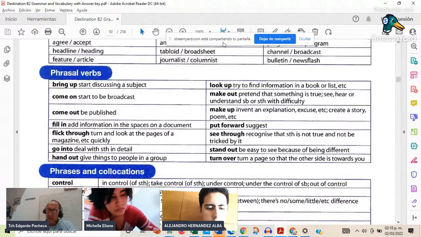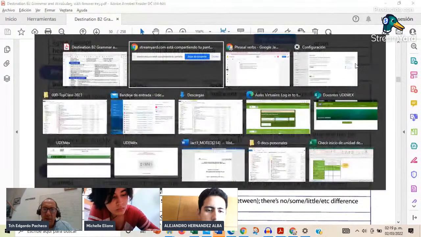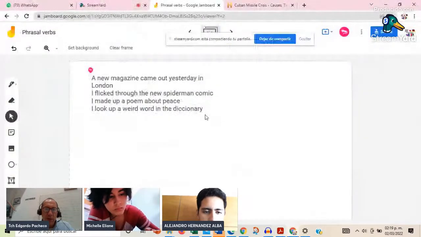You say, okay, this is a page. Turn over. So now it's the opposite side. Turn over is dar la vuelta a la página, right? Turn over a page. Turn a page. So it could be turn over to a new page. Exactly. Very good. Turn over to a new page.